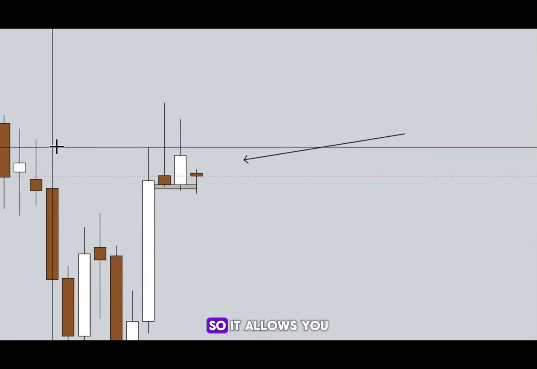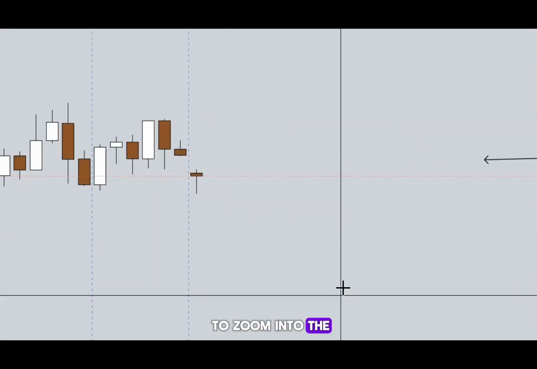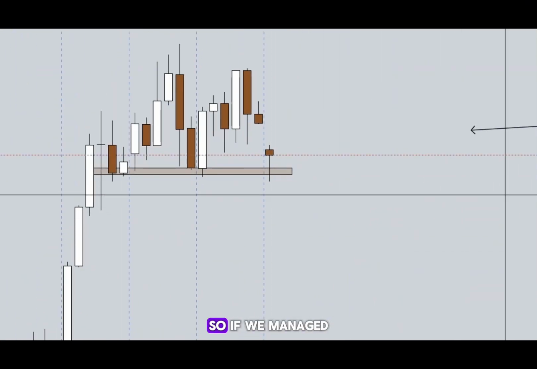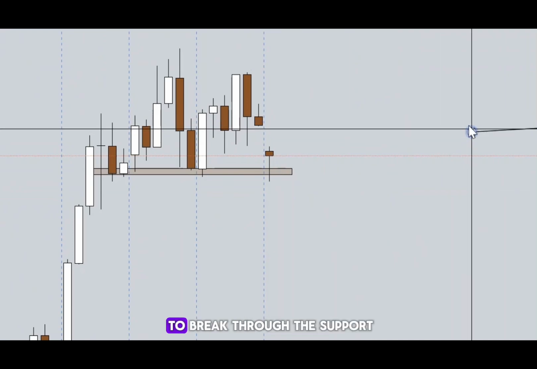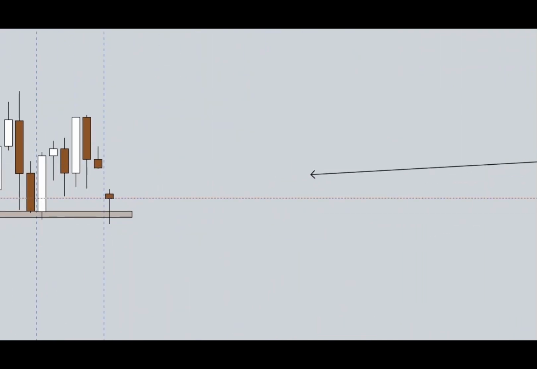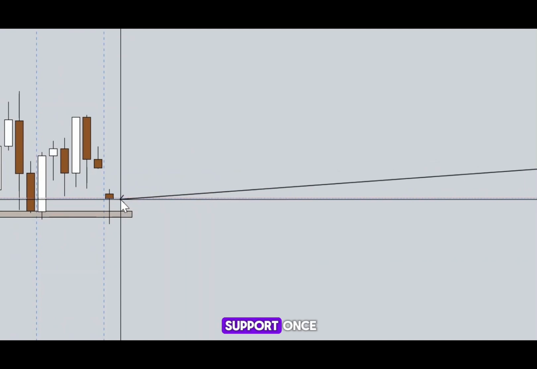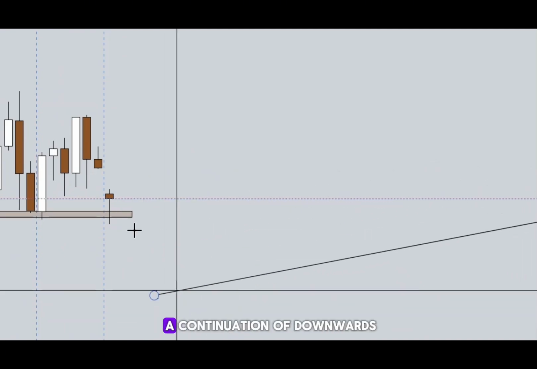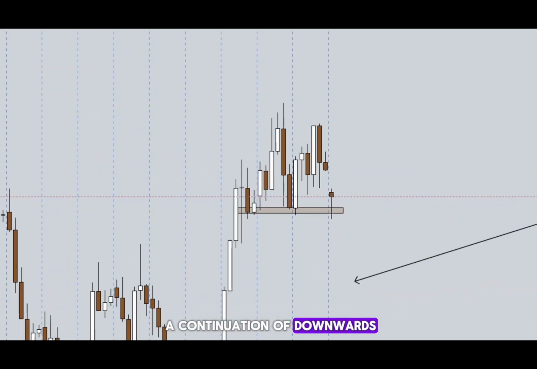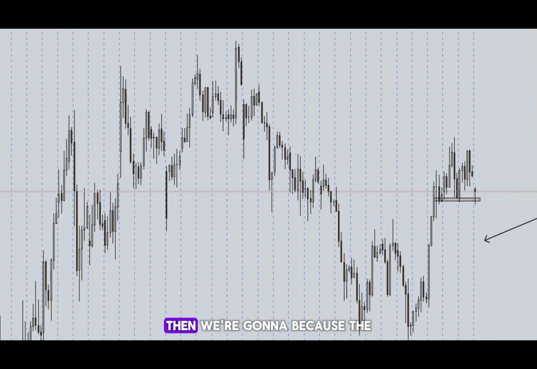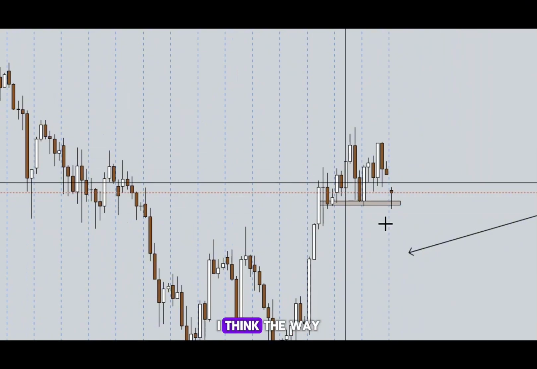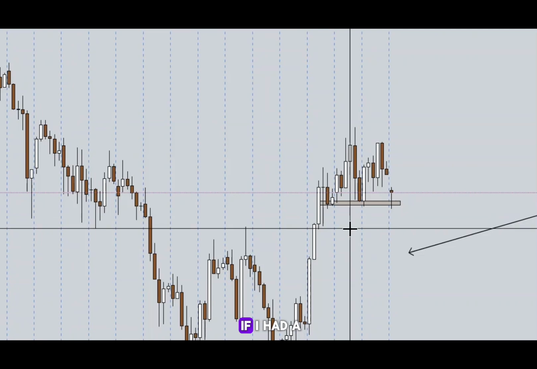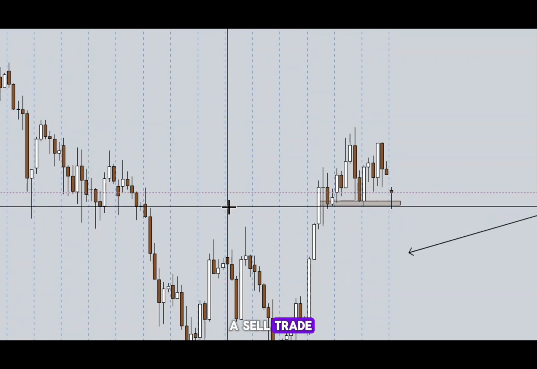If you zoom into the 4 hour time frame, we have something like a strong support. If we manage to break through the support, we look for a candle close, retest, and a continuation downwards. But if it continues to go up, then, the way I'm reading my analysis right now on gold, it's going to be better to have a sell trade.